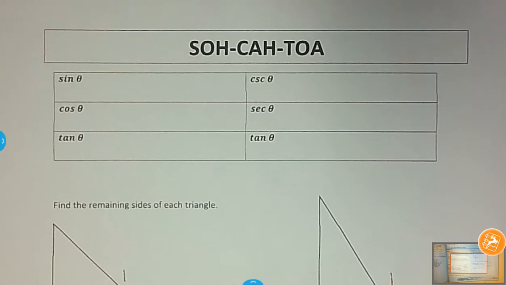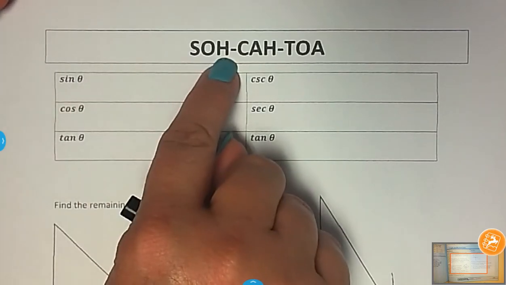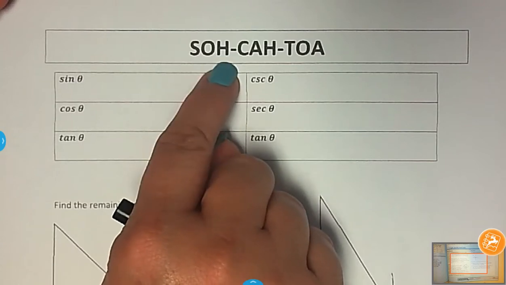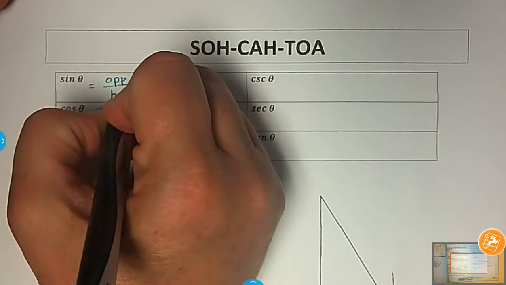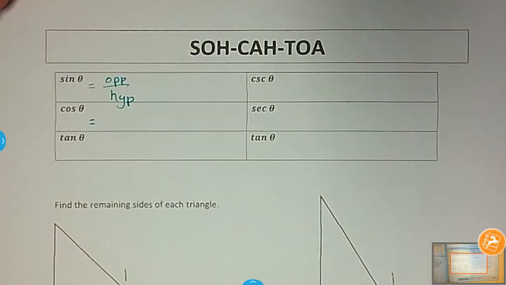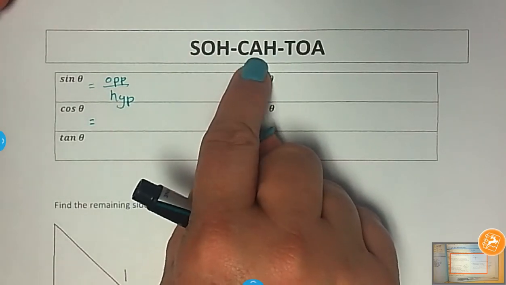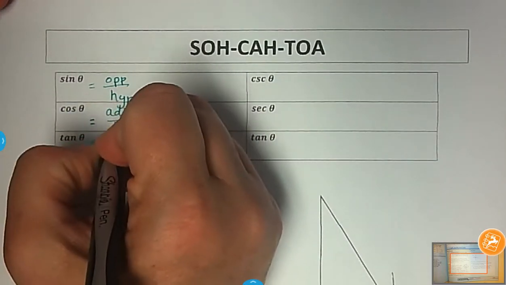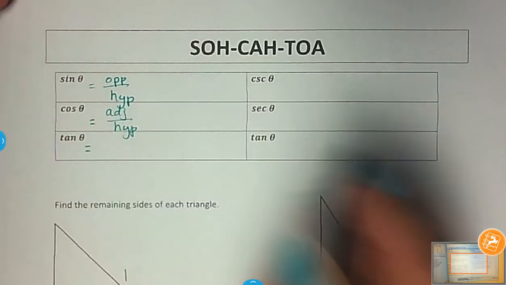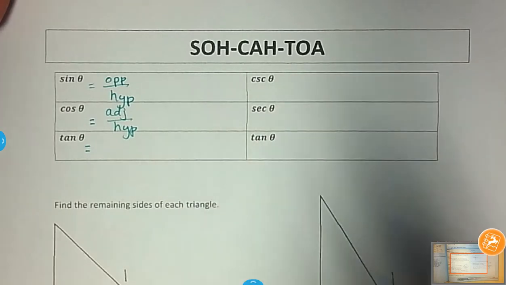Okay. So, SOH CAH TOA. The S in SOH CAH TOA stands for sine. The O and the H tell me that sine is opposite over hypotenuse. CAH stands for cosine is the adjacent over hypotenuse. And the TOA stands for tangent is opposite over adjacent.